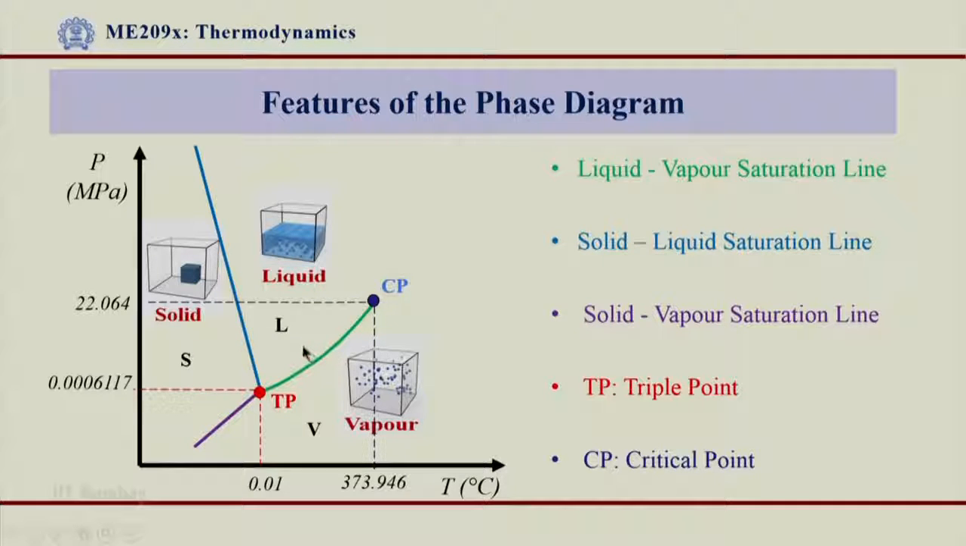Whenever there is a phase transition across this LV line, latent heat is involved, because there is a phase transformation from liquid to vapor, and this is also referred to as latent heat phase transformation, that also exists across this SL line, that also exists across this SV line. But if the pressure is more than the critical pressure, we do not have such latent heat phase transformation existing anymore. Thank you very much.